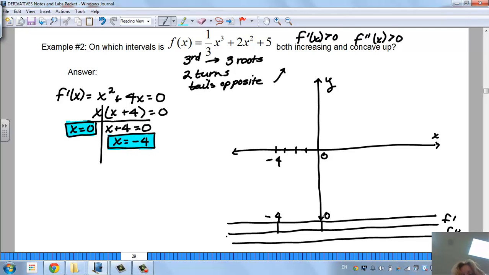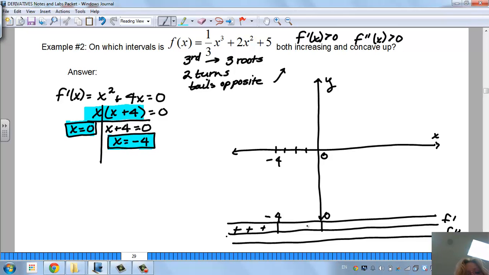So this is going to be changing, increasing and decreasing. So I want you to do what I showed you before. Go to the factored part, and we're going to go left of negative 4. So if I pick negative 5, that would be negative, and that would be negative. A negative times a negative is positive.